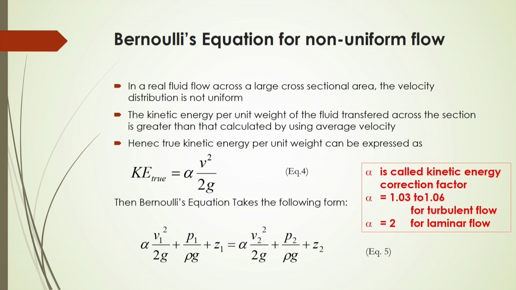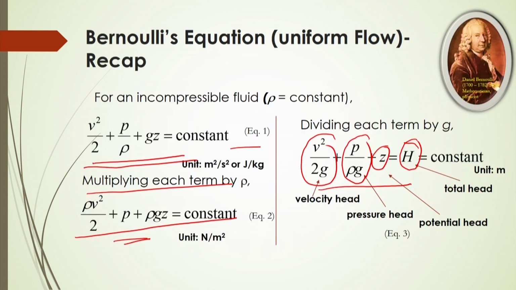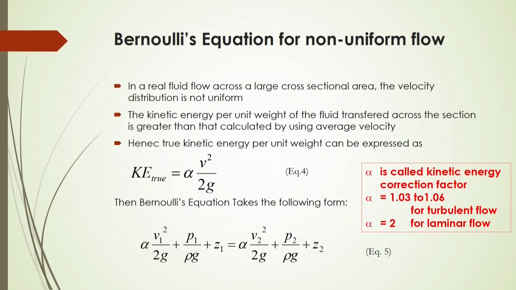Now, consider that the flow in the pipe or conduit is non-uniform, because Bernoulli's equation is generally applied for uniform flow. For non-uniform flow in a real fluid across a large cross-sectional area, the velocity distribution will not be uniform, because there will be obstructions during the flow, either by a bend, by a change in flow direction, or by other geometry. So in that case you cannot say that the flow will be uniform in nature.